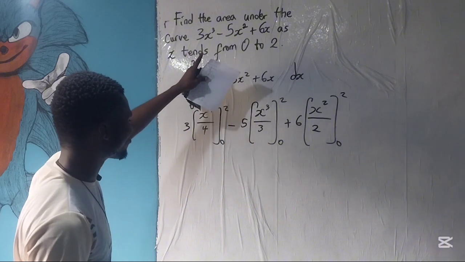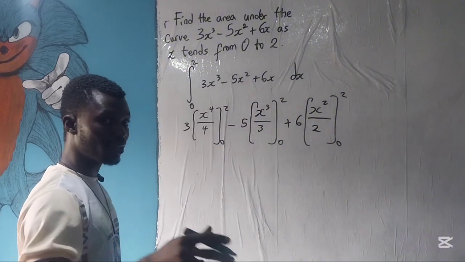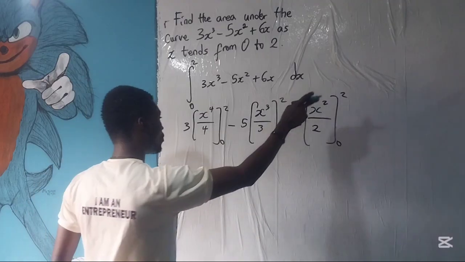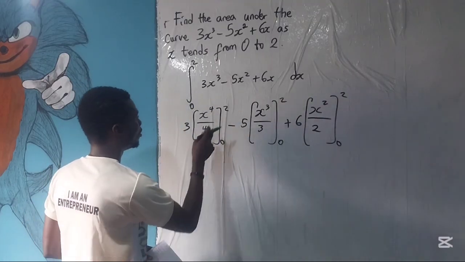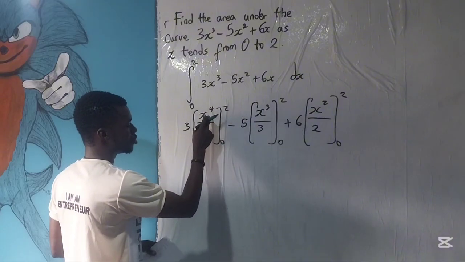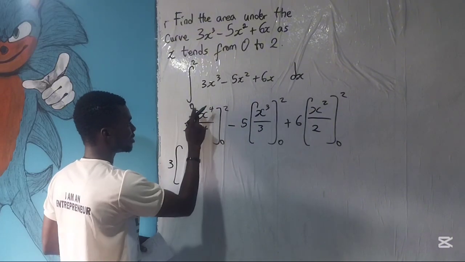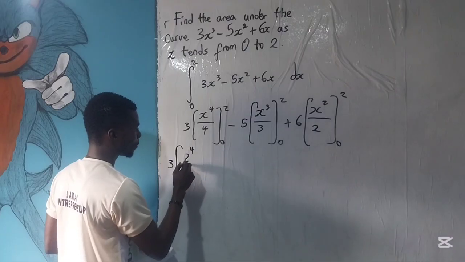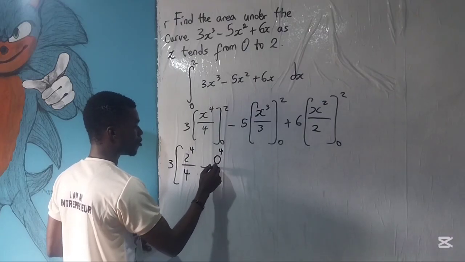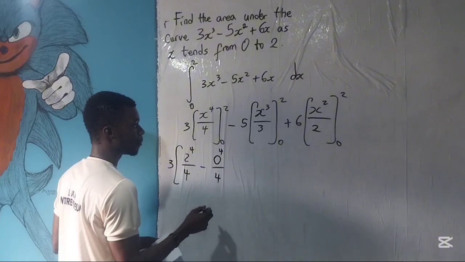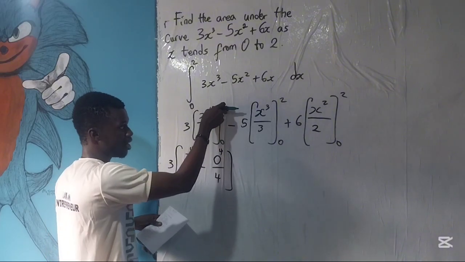Now, for indefinite integration, there will be a constant, a plus c, but for this definite integral there will be no constant, no plus c. Now, we continue to put the values in. As it tends from 0 to 2, we put when x is 2 minus when x is 0. That's 3 into the bracket, 2 raised to power 4 over 4 minus 0 raised to power 4 over 4. We close the brackets.